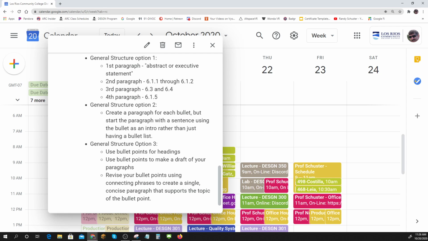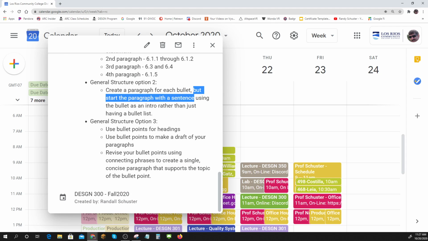Okay, another way would be to create a separate paragraph for each bullet. And that's what I demonstrated in two of my videos. But you can use the bullet point to start your paragraph. That becomes your lead sentence or some version of it. Okay? And then the third option you might do is leave those bullet points in there for a heading.